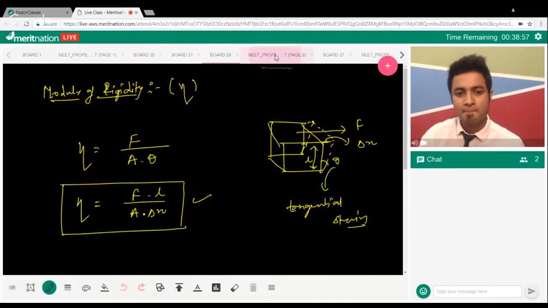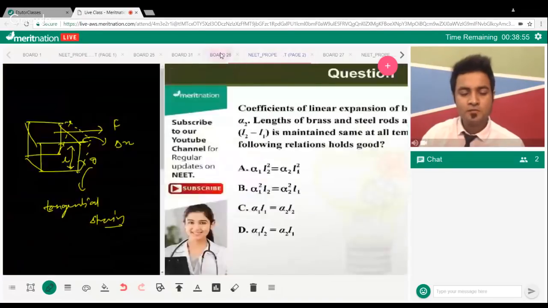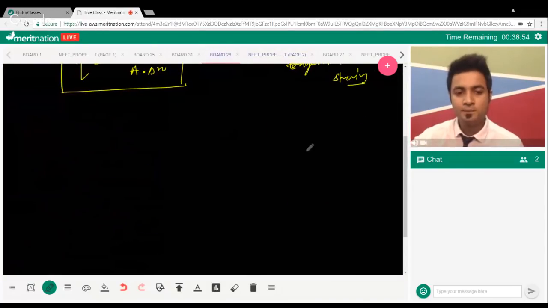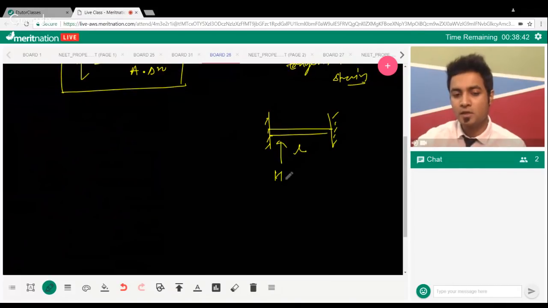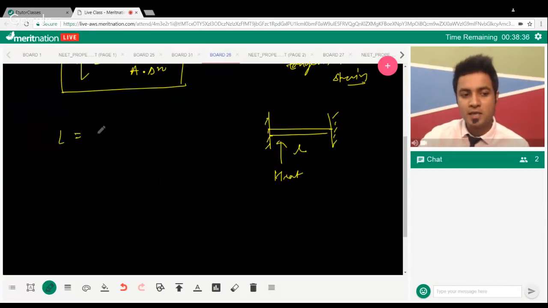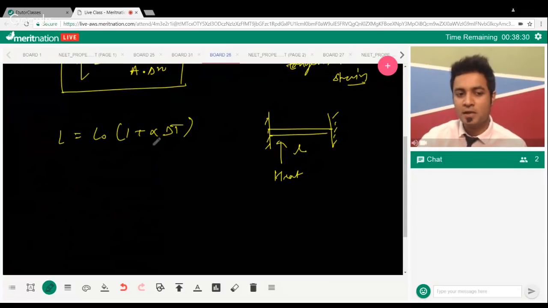Okay, so before just starting of the numerical, I just need to tell you one more thing. We can just discuss it here about the thermal stress. Suppose I do have a wire here, okay, and its length is L. Whenever I'm giving some heat to it, what is happening? It will try to expand, right? And the expansion formula, you know that this is L equals L naught (1 plus alpha delta T). Delta T is the change in the temperature. Alpha is the coefficient of linear expansion.